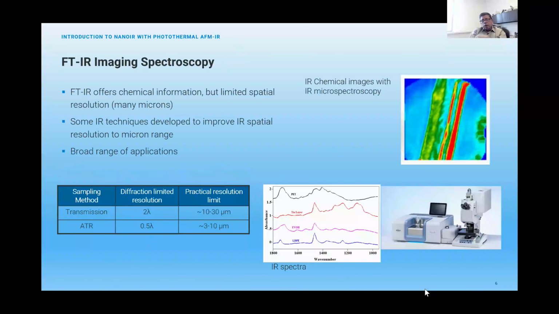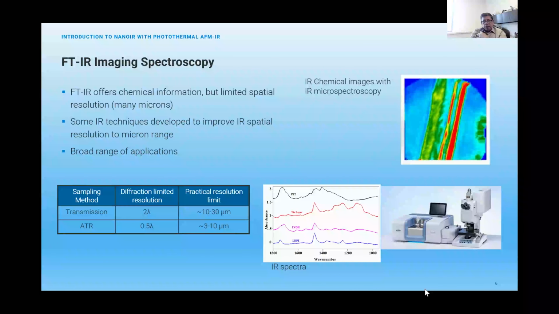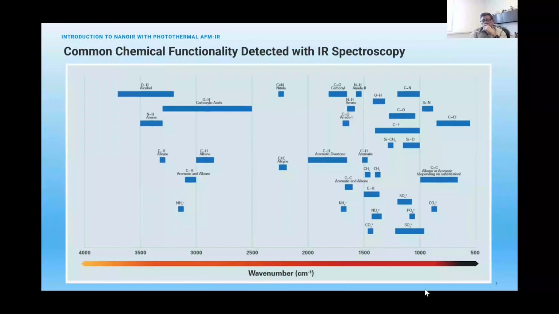People are very familiar with FTIR-type imaging spectroscopy, which is pretty conventional. People use it all the time, and we have one in the Keck facility here. It offers chemical information, but it has a very limited spatial resolution. It has a broad range of applications, both biological, chemical, and physical. These are the common chemical functionalities that we can detect with IR spectroscopy. Depending on the type of laser, the current laser we have goes from 700 wave number to 1800 wave number, so you can cover single bonds, double bonds, amide, DNA, proteins.